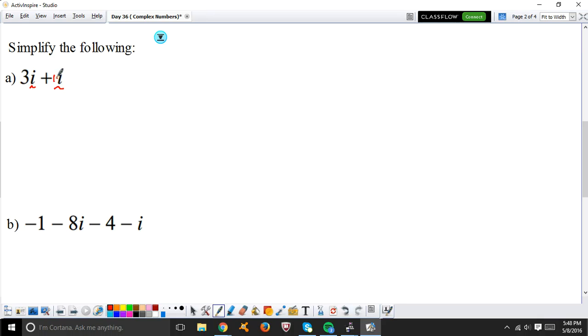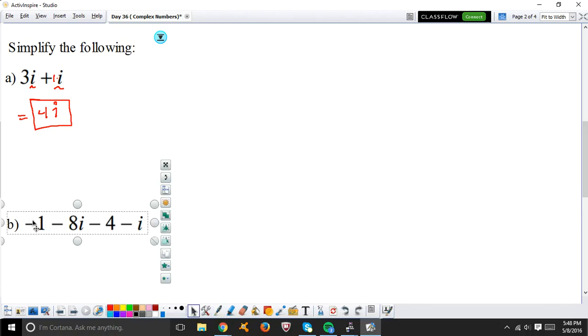Remember, this is an imaginary number here. So they have an i. You can treat the i like it was some variable. So 3i plus 1i is the same as just 4i. Pretty much it. There's really no difference. When we simplify, we use the same idea as if it was a variable. Nothing fancy here.